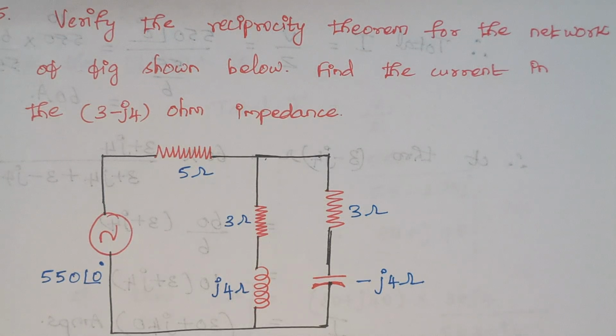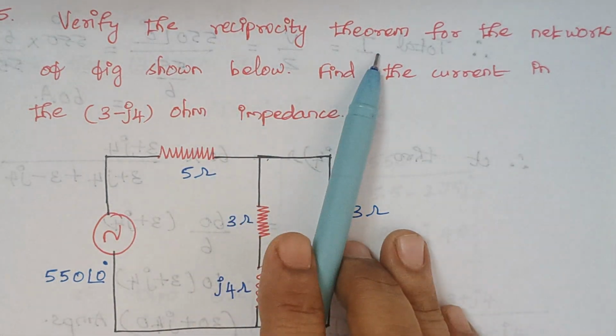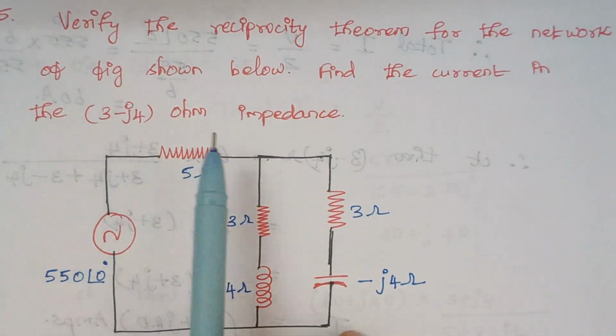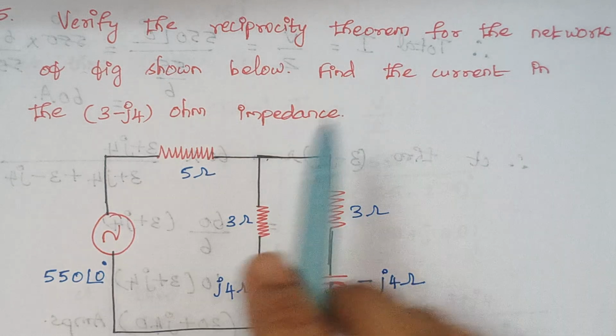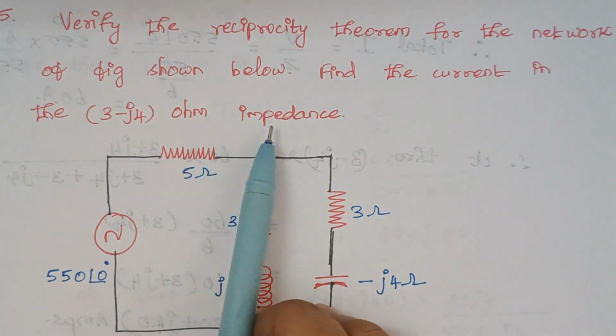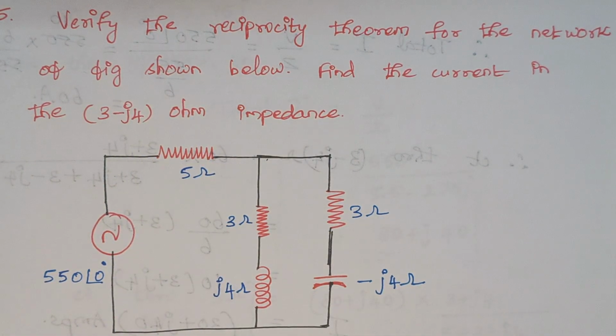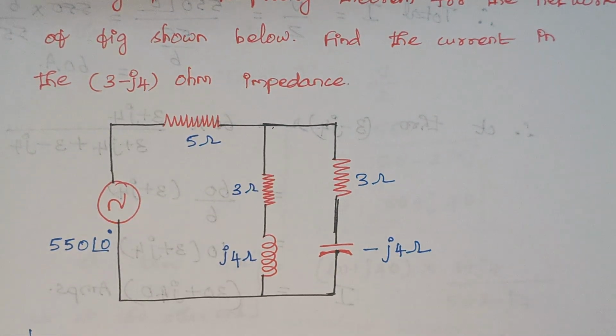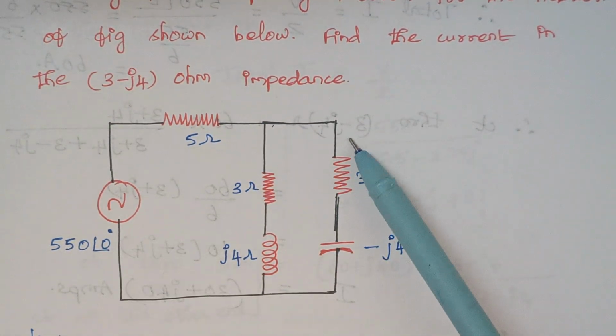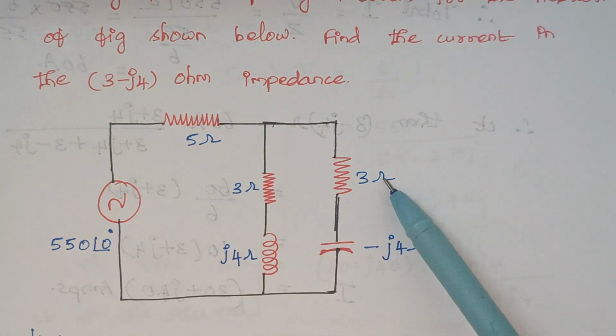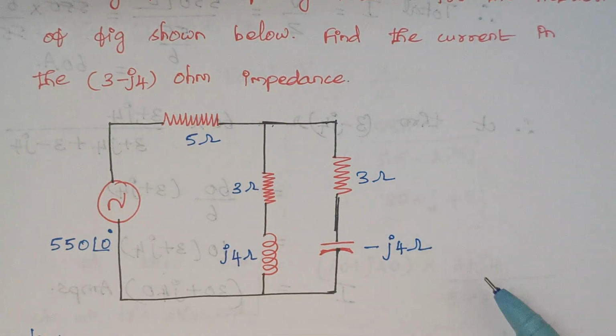Today we are going to solve another problem related with reciprocity theorem. The problem is: verify the reciprocity theorem for the network of the figure shown below. Find the current in the 3 minus J4 ohm impedance. Right. So here we need to calculate the current that flows through this branch, the 3 minus J4 ohm.